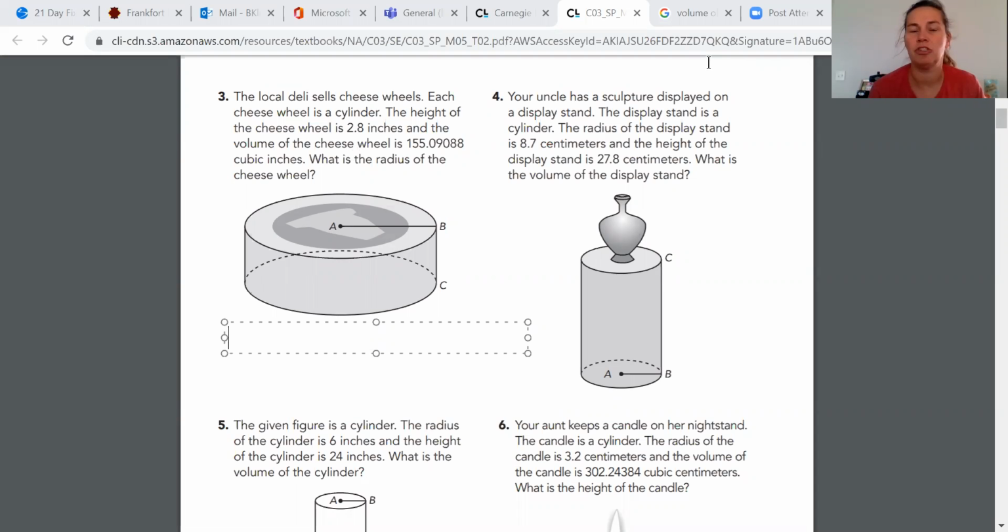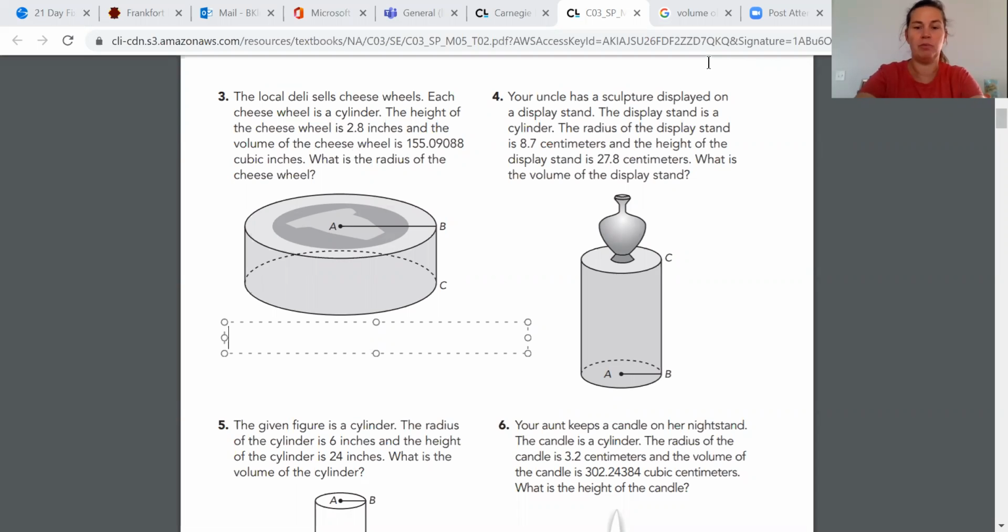Sometimes, in this case, they're giving us the, I'm going to make a text box here. Okay, the local deli sells cheese wheels. Each cheese wheel is a cylinder. The height of the cheese wheel is 2.8 inches, and the volume of the cheese wheel is 155.09088. Now they're giving us the volume. So now I'm going to have to work myself backwards.